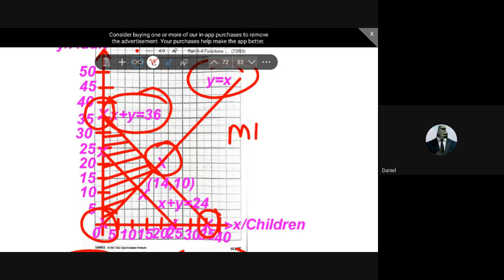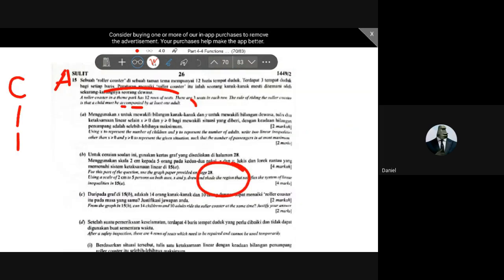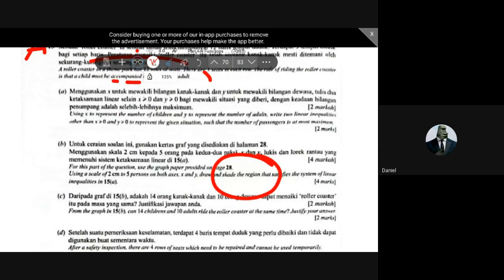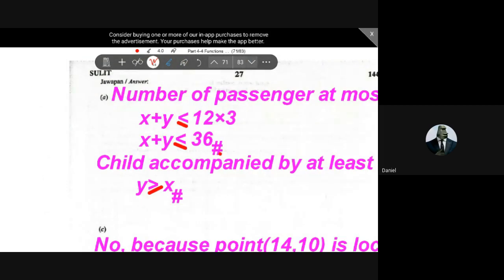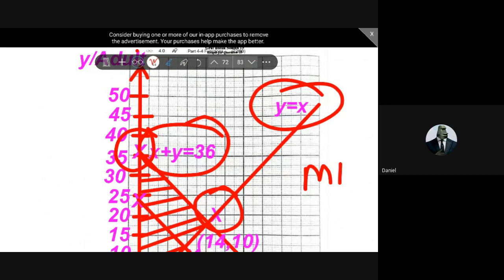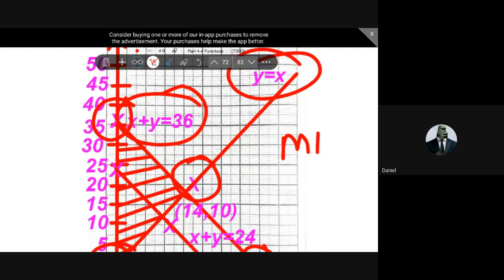Yeah. So we go back to the question again. Now we go to question C. Okay, so sekarang I want to see, do you understand the meaning of shaded region or not? Saya nak test kamu faham tak maksud kawasan berlorek itu. Okay, so can 14 children and 10 adults ride the roller coaster at the same time? Bolehkah 14 kanak-kanak dan 10 dewasa menduduki roller coaster tu pada masa yang sama?